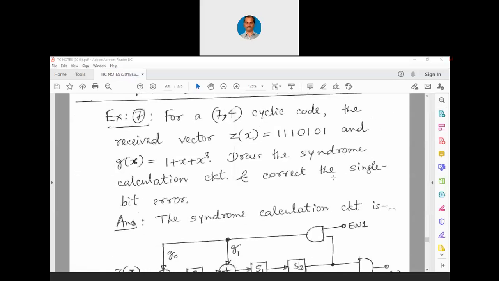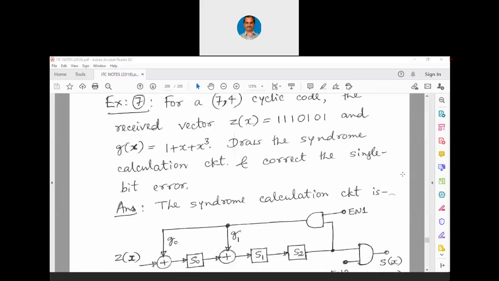Let us see an example now. For a 7,4 cyclic code, the received vector z of x is 1110101 and g of x is 1 plus x cubed. Draw the syndrome calculation circuit and correct the single bit error. Now it is 1110101.